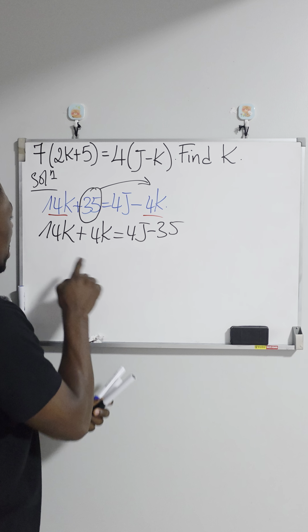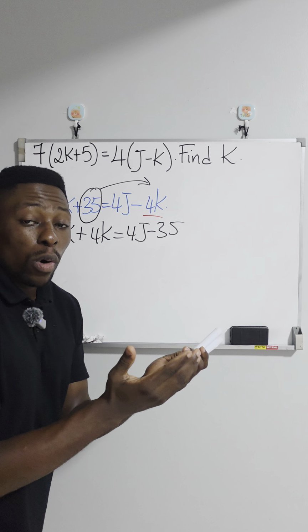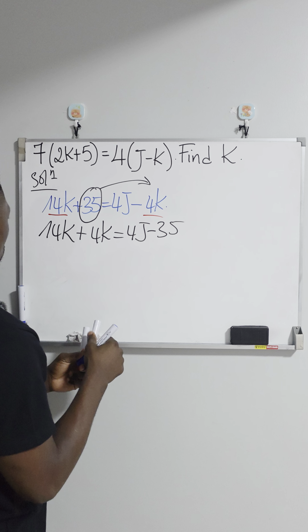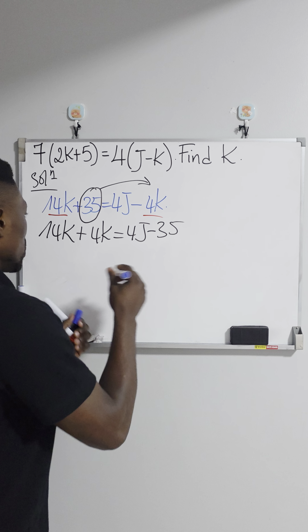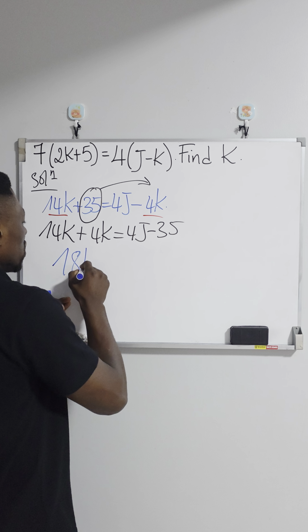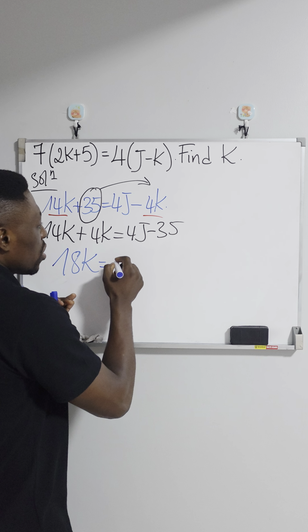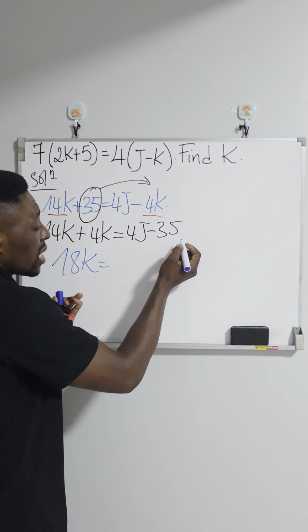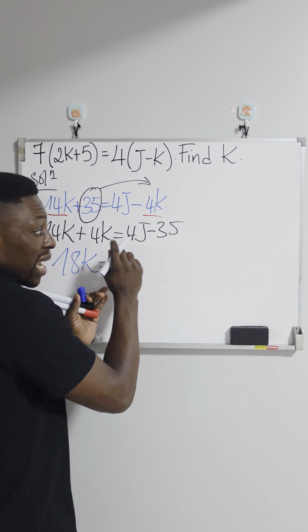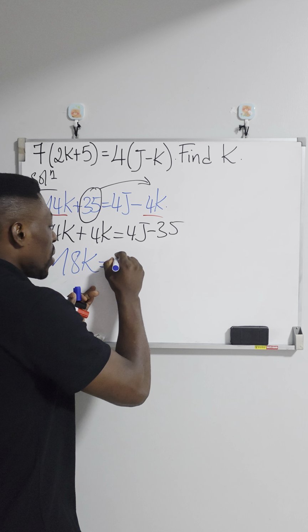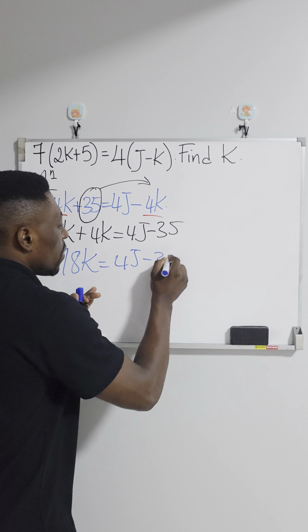At this point now, we can add these two terms because they are what we call like terms. It's like we're saying 14 pencils plus 4 pencils. They can be added to give us 18, not pencils, but 18k. So this will be equal to, on the other side, the right hand side doesn't have like terms. We have 4j and minus 35. They cannot be added, so they stay like that. So we have 4j minus 35.